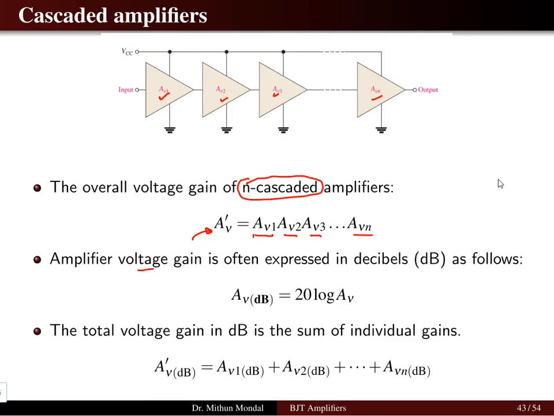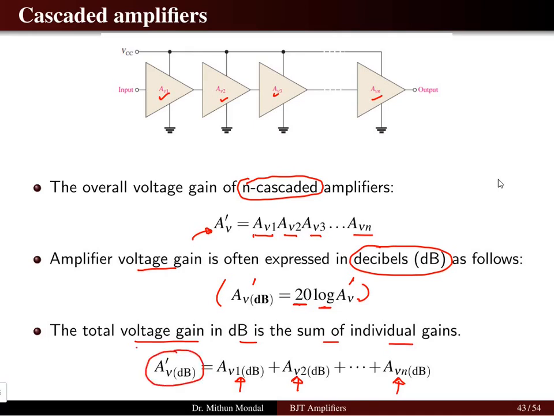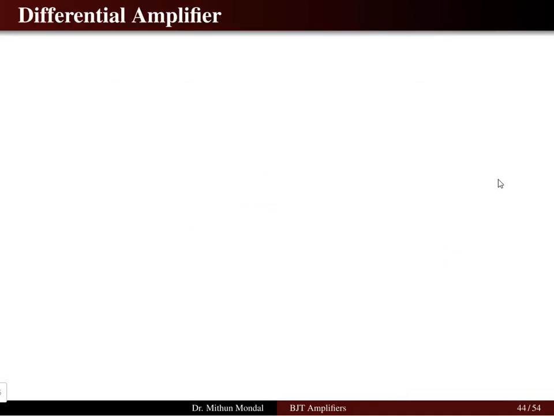Usually this voltage gain is expressed in decibels. So we can have 20 log of the gain, whatever we get, put into this expression. This is how we get the voltage gain in decibels. So the total voltage gain in decibels is basically the sum of the individual gains. If we find the dB of the first amplifier, the decibel of the second amplifier, and so on till the nth amplifier, that would give us the total voltage gain. And this voltage gain in dB is mostly used in cascaded operation.